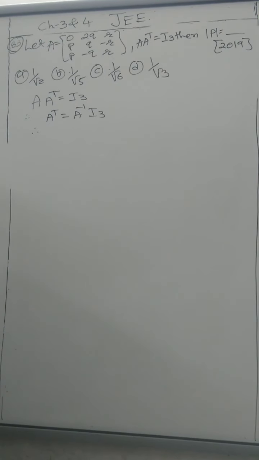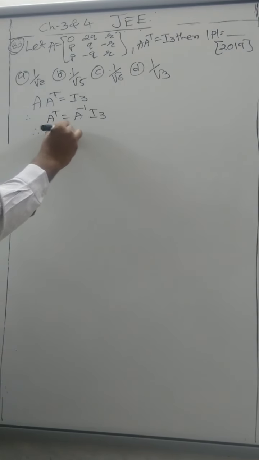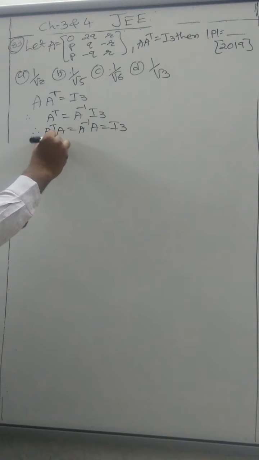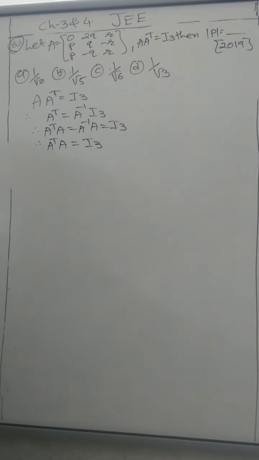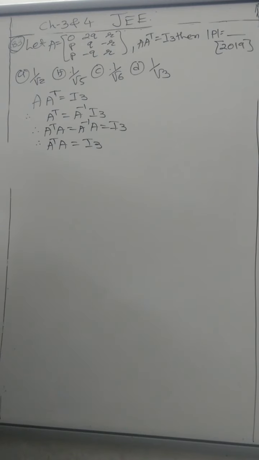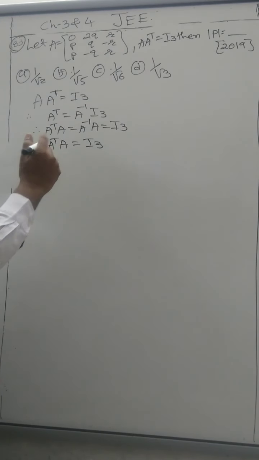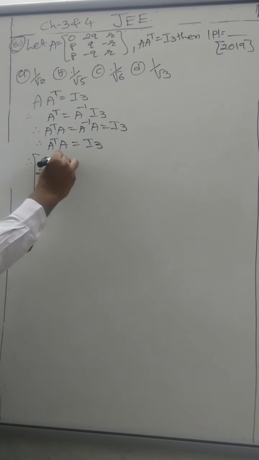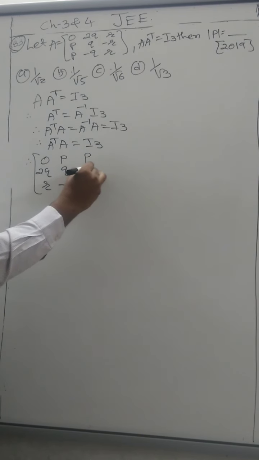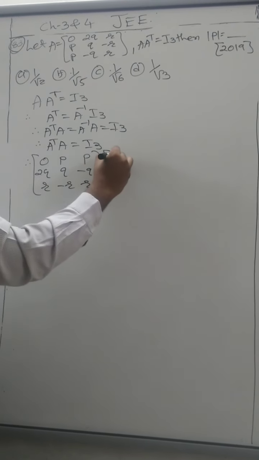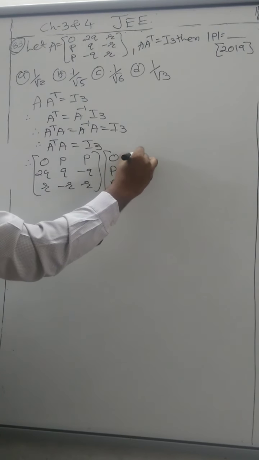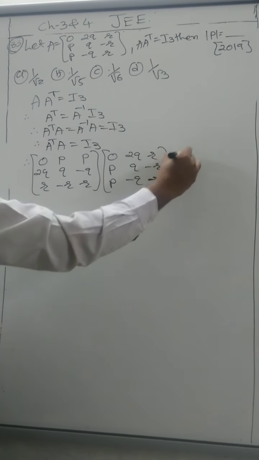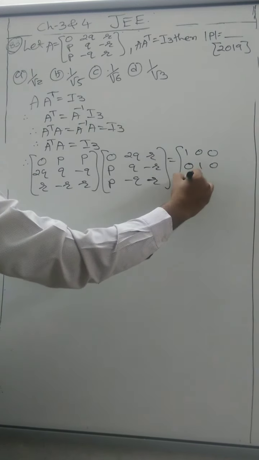And we multiply by A on both sides. A^T A is equal to A inverse A, which is I3. So we have A^T A is equal to I3. Why do we put this? Because we directly obtain the answer for determinant of P. So here, A^T A means the transpose matrix times the matrix A, which equals the matrix 1 0 0, 0 1 0, 0 0 1.